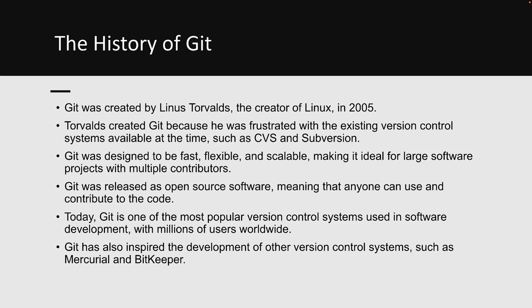Today, Git is one of the most popular version control systems used in software development, with millions of users worldwide. So there's no reason not to use this on your personal projects, backing up your software, tracking your changes. It's a fantastic source code control system, and it's also inspired the development of other version control systems such as Mercurial and BitKeeper. But if you're going to be a programmer or you're already a programmer, having a mastery of Git in your toolkit is really a necessity. Let's look at a little bit more detail of Git.